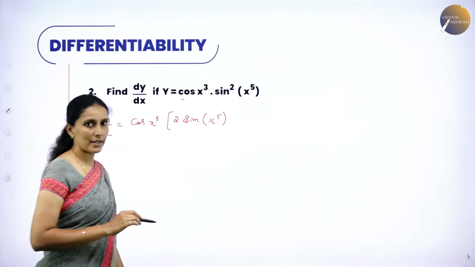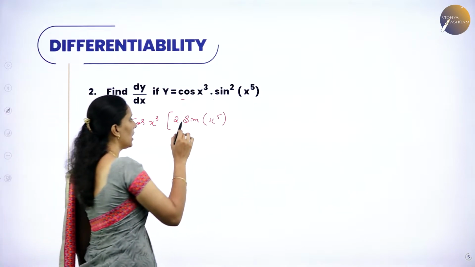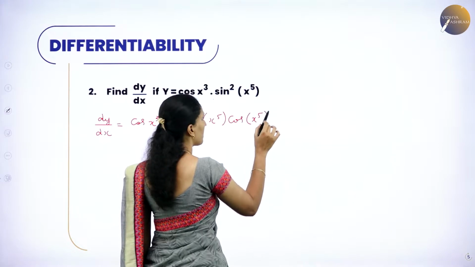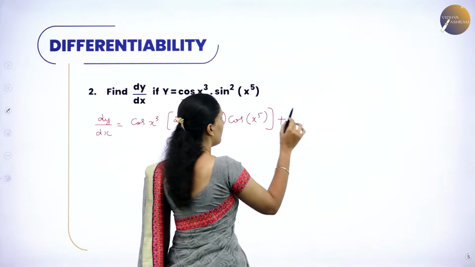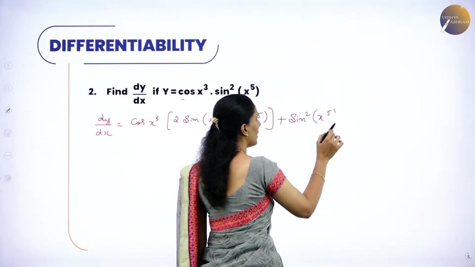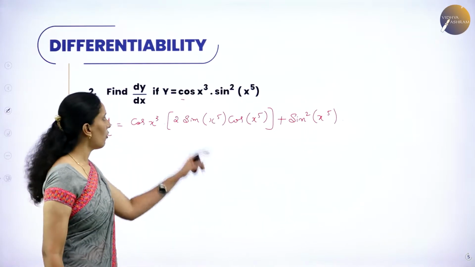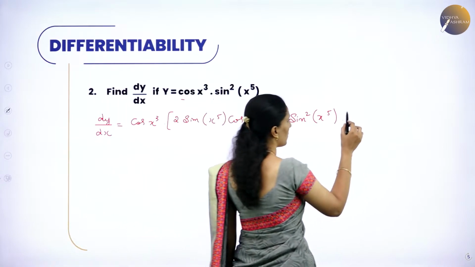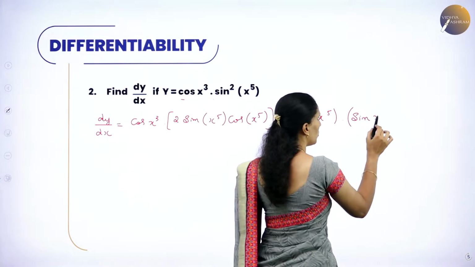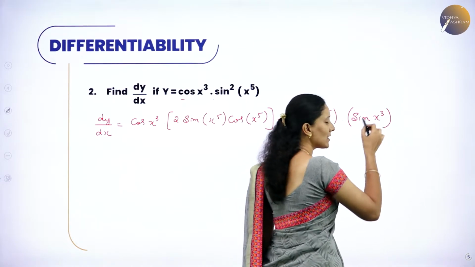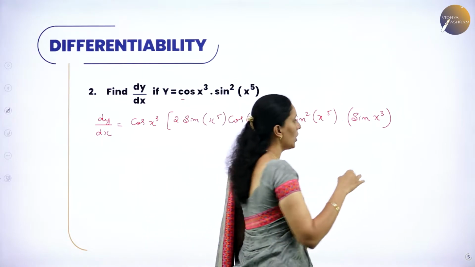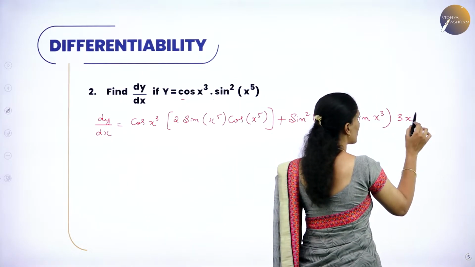Now differentiate sin. What is the derivative of sin? It is cos x to the power 5, plus second function, that is sin square x to the power 5, into derivative of the first, that is cos x cube. What is the derivative of cos x cube? It is sin x cube, but we have x cube inside the function, so that is why we have to differentiate x cube again, which becomes 3x square.